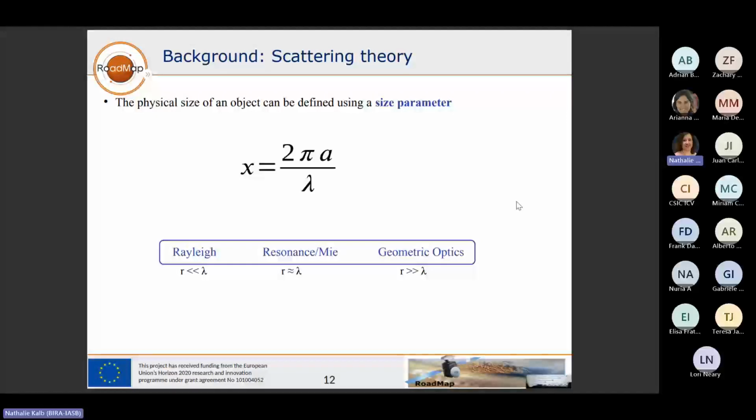Okay, so this is also something that Olga showed before. The physical size of an object can be defined using a size parameter. This is just the size of the particle divided by the wavelength. And these are the different regions. Rayleigh is when the particle is much smaller than the wavelength. Resonance means when the particles are on the size of the wavelength. And then the geometric optics, where the particles are much larger than the wavelength. And I'll be mostly focusing on the geometric optics part.